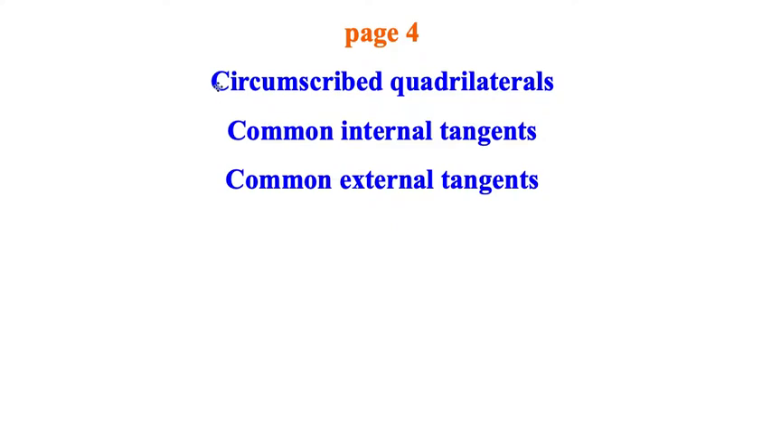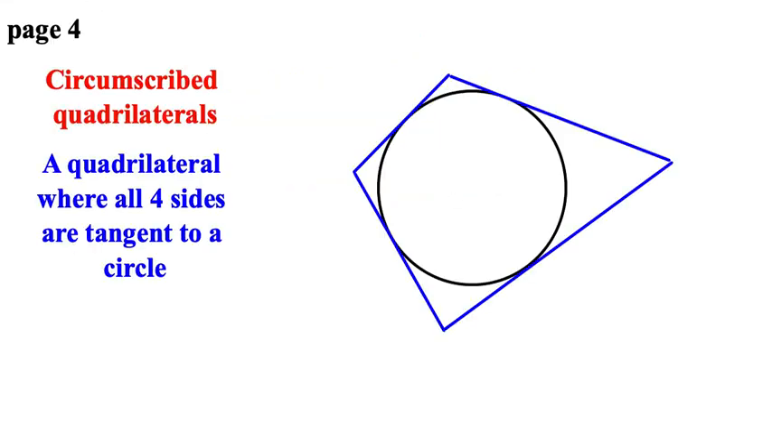So what we're going to be looking at are a couple of different terms: circumscribed quadrilaterals, common internal tangents, and common external tangents. Let's get to it.